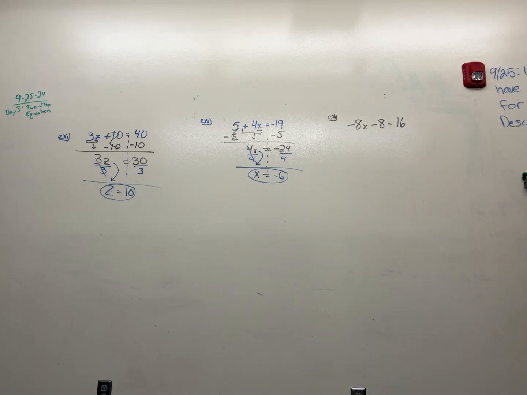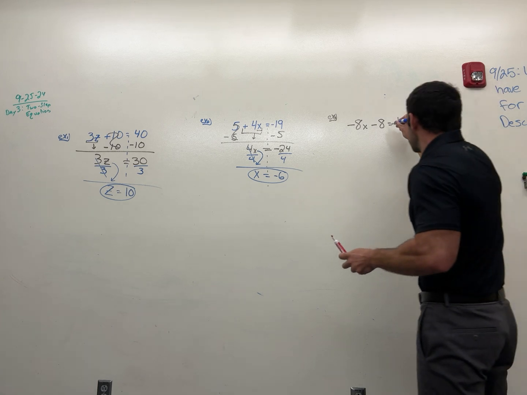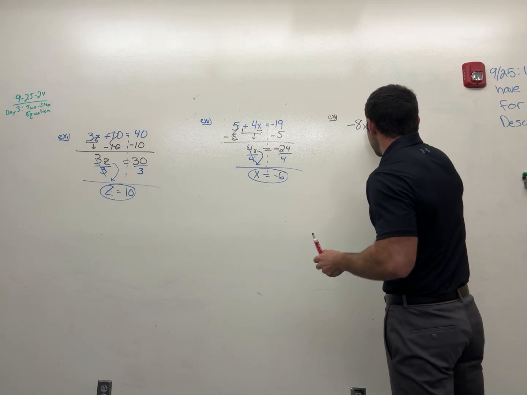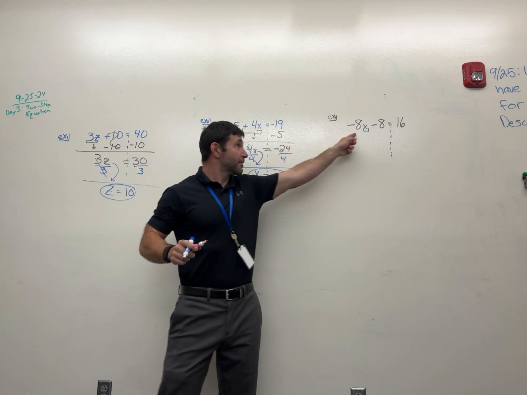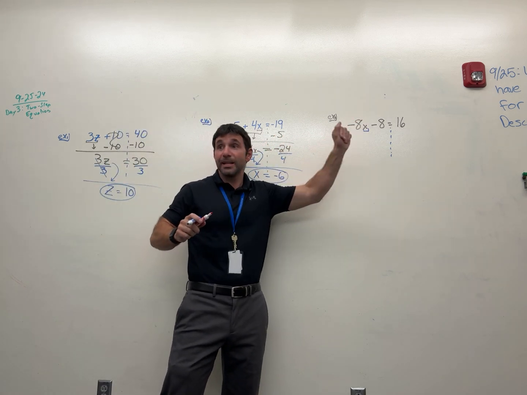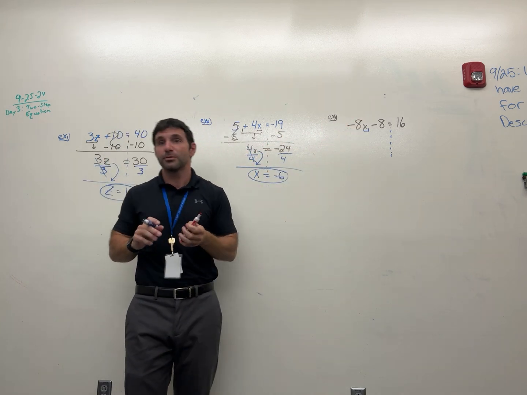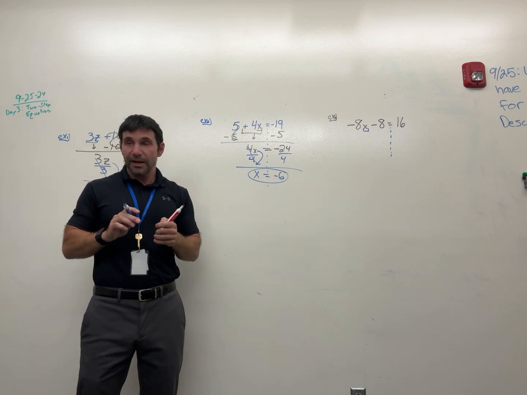Negative 8x minus 8 equals 16. First step, what? Always. Balance point. Always, always, always the balance point. Trying to get this x by itself. This negative 8's attached to it, because that says negative 8x. We're moving the thing that's not attached to it first. So what do we have to do?